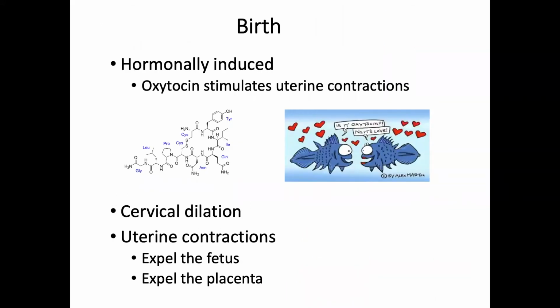Birth is a hormonally induced process. The hormone called oxytocin, released from the pituitary gland, causes uterine contractions during labor and helps shrink the uterus after delivery. Oxytocin is sometimes known as the cuddle hormone or the love hormone because it is also released when people snuggle up or bond socially. All right.